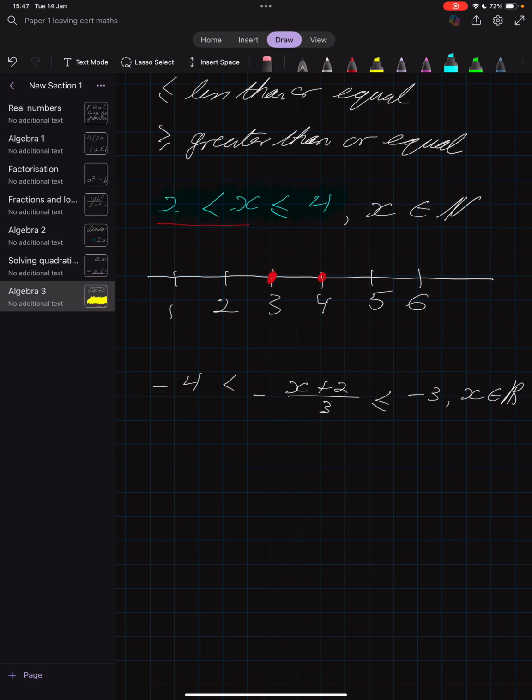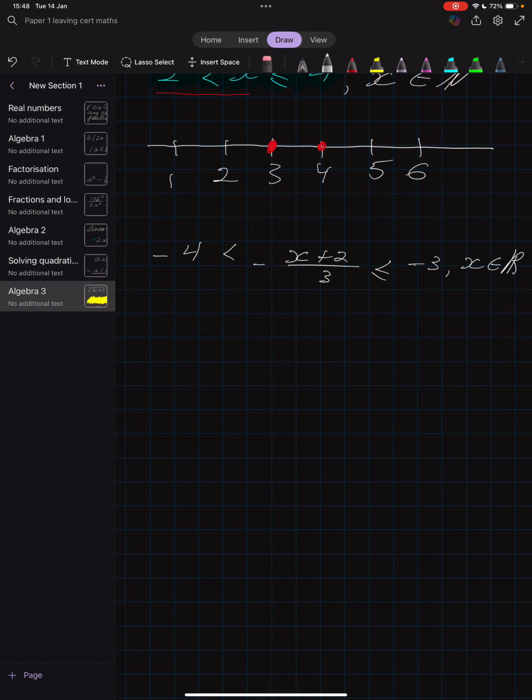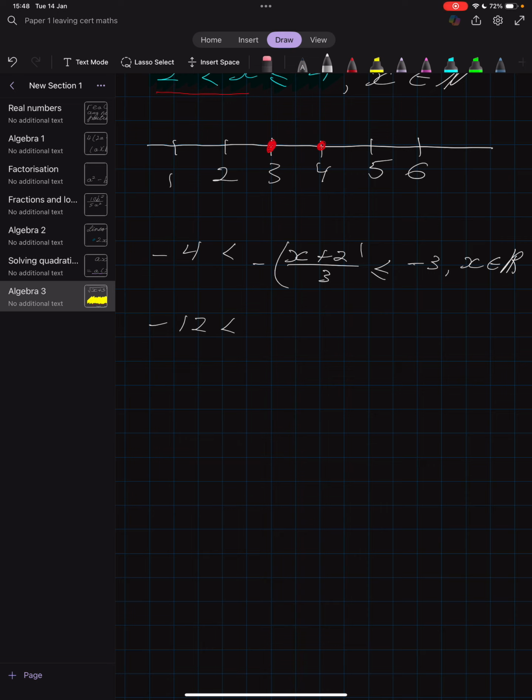Okay? So you want just x in the middle. You don't want any minuses, you don't want any fractions. So, first of all, I'm going to get rid of the fraction. To do that, I'm going to multiply everything by 3. If I multiply everything by 3, I get minus 12 is less than minus, so remember, that's minus the whole thing, so it's minus x plus 2, less than or equal to minus 9. So I get minus 12 is less than minus x minus 2, less than or equal to minus 9.